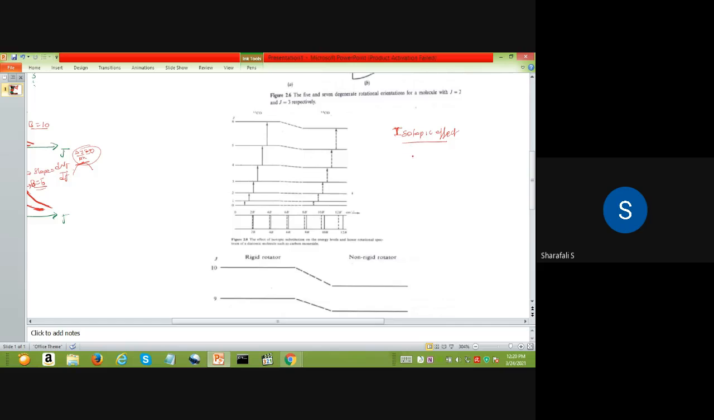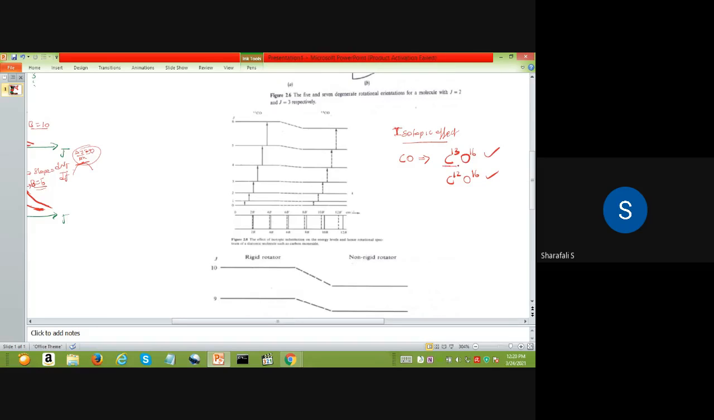For example, if you consider carbon monoxide, it can have C13 and oxygen 16, or it can also have C12 and oxygen 16. So both are possible. In these two cases, what will be the change in the spectral variation or the output?